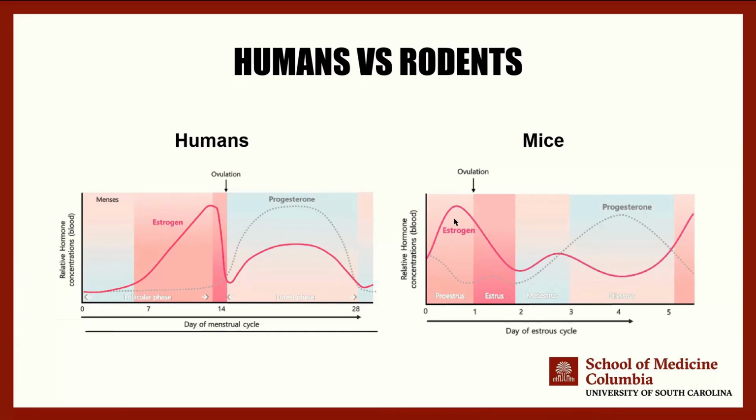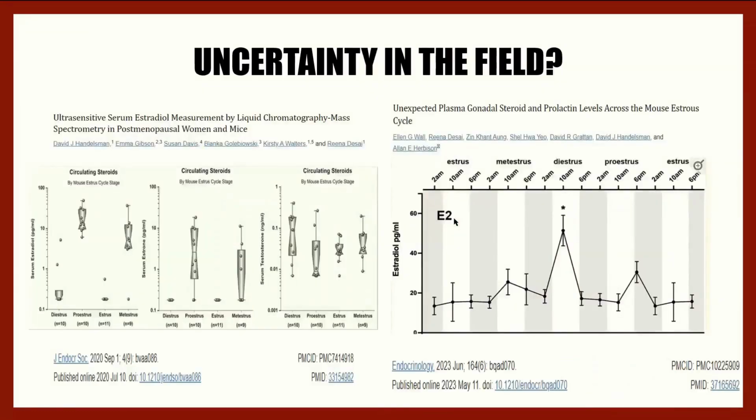I'd like to say ahead of time that this is debatable, because there is uncertainty in the field. For example, David Handelsman, who is a leader in this field, published a paper where he looked at E2 levels and found that proestrus had the highest levels of E2, okay? However, in a follow-up study in 2023, which Handelsman was on, they found that E2 was highest during diestrus. I encourage you to look at both these papers. I can't explain the discrepancies, but this is the knowledge we had going into our study.